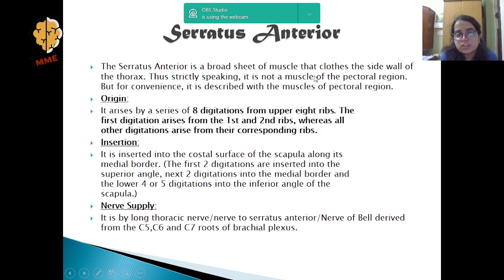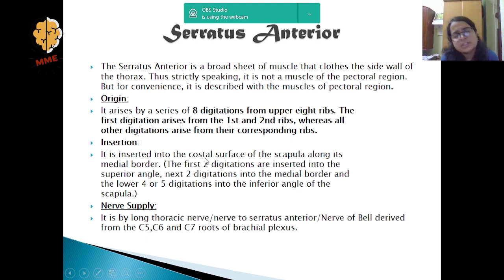It's a broad sheet of muscle that clothes the side wall of the thorax. Origin: it arises by 8 digitations from the upper 8 ribs. The first digitation arises from both the first and the second rib, whereas the other digitations arise from the corresponding ribs. The second digitation arises from the second rib, third from the third rib, fourth from the fourth rib, in this way. But the first digitation arises from both the first and second ribs.